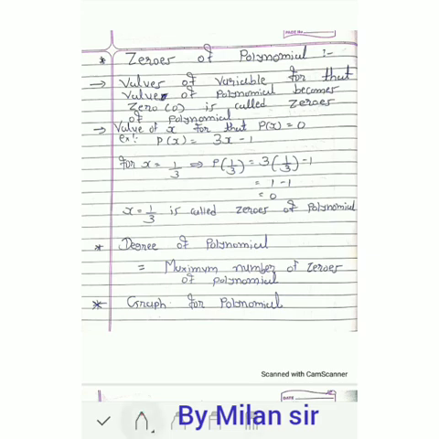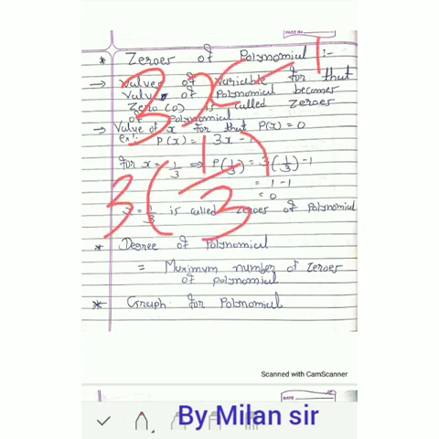Let's understand by one example. p of x is equal to 3x minus 1. Now if we put x equal to 1 by 3, then p of 1 by 3 is equal to: 3x minus 1 is given, I am putting 1 by 3 in place of x and minus 1 as it is, then 3 cancels, so finally 1 minus 1 is equal to 0, right?